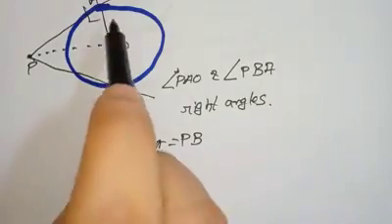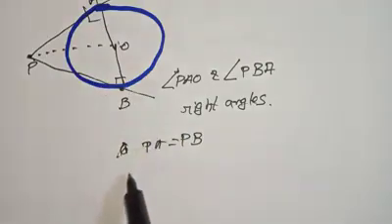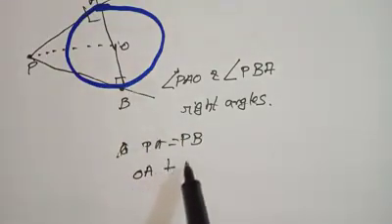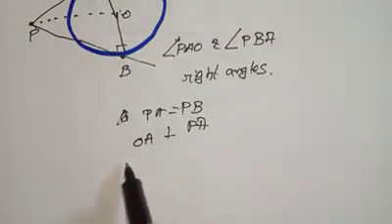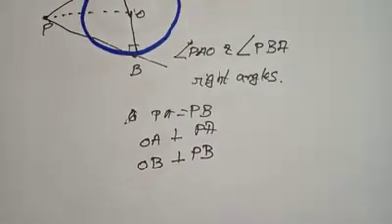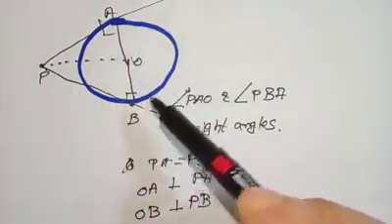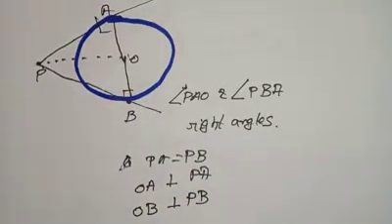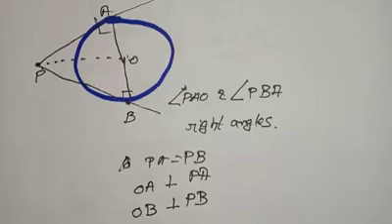And OA and PA are perpendicular to each other. So I can write OA is perpendicular to PA, and OB automatically becomes perpendicular to PB. So from an external point, we can draw two tangents, and the radius and the tangent are perpendicular to each other. That is the reason these angles are 90 degrees, and this is how OA becomes perpendicular to PA and OB becomes perpendicular to PB. Now we come to the next part.